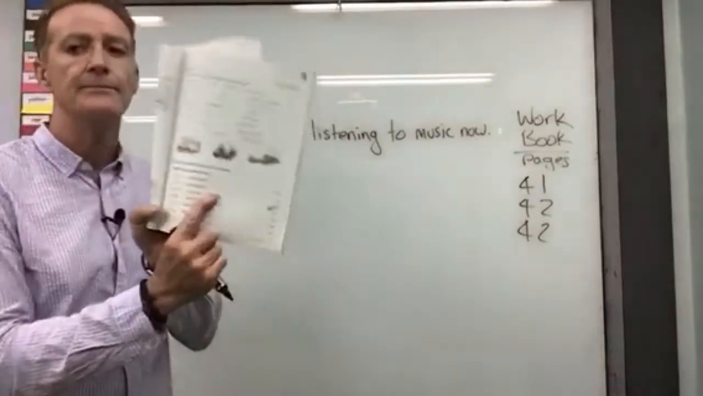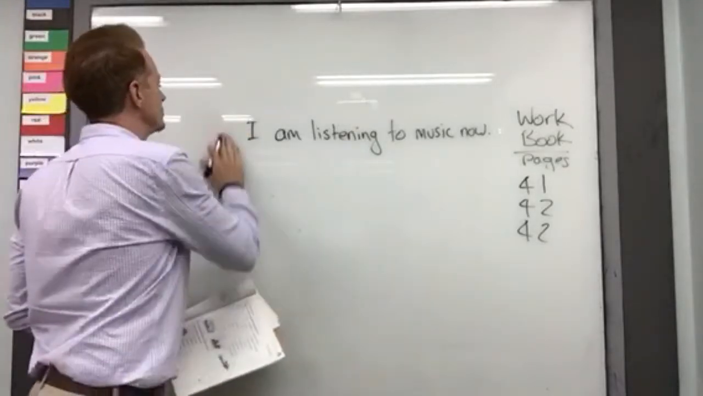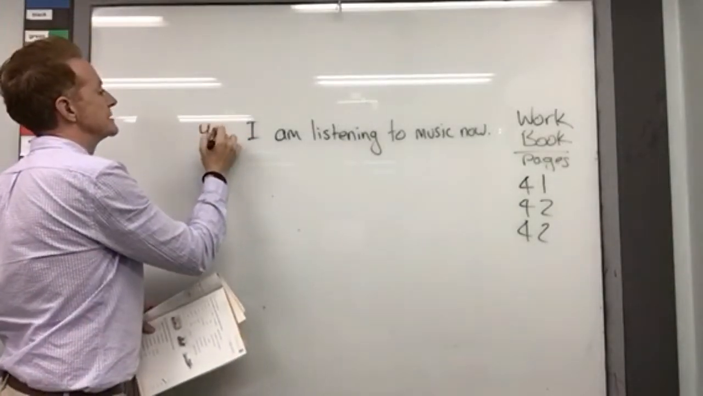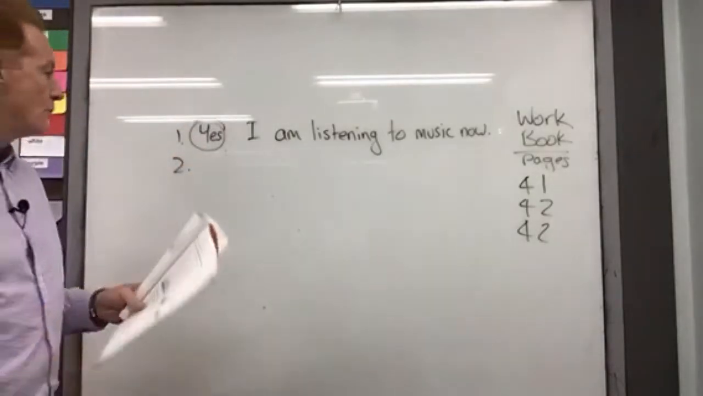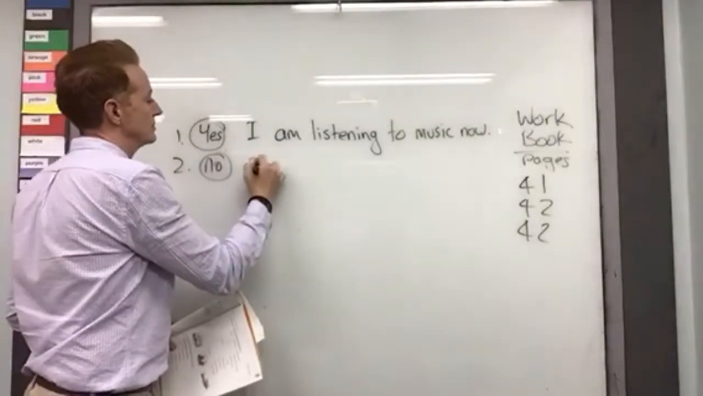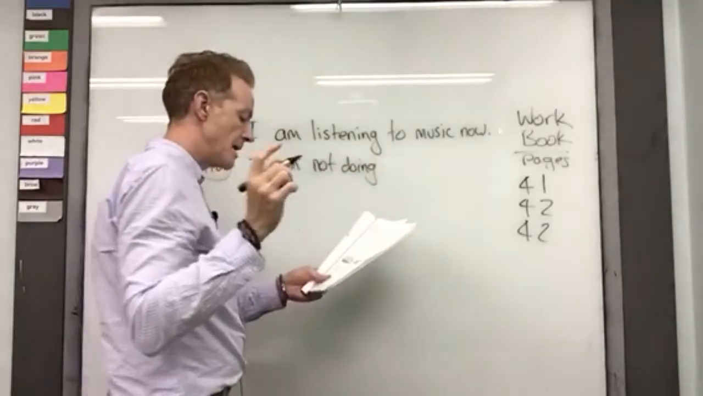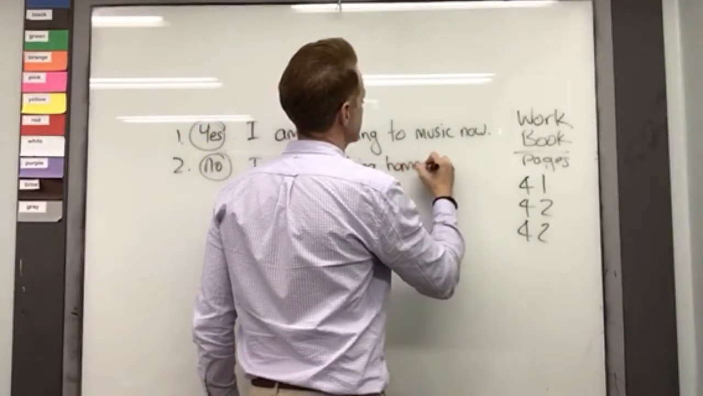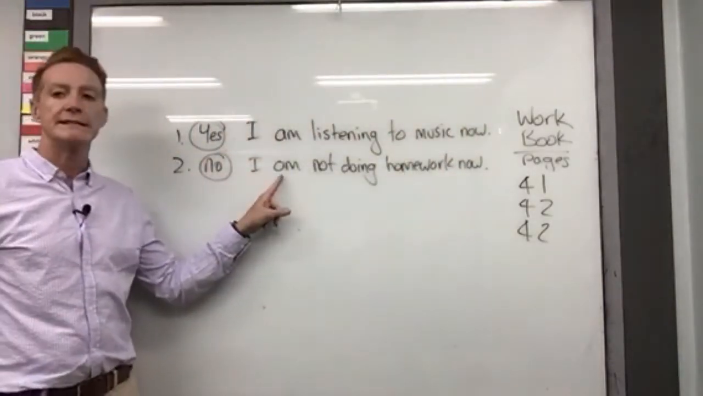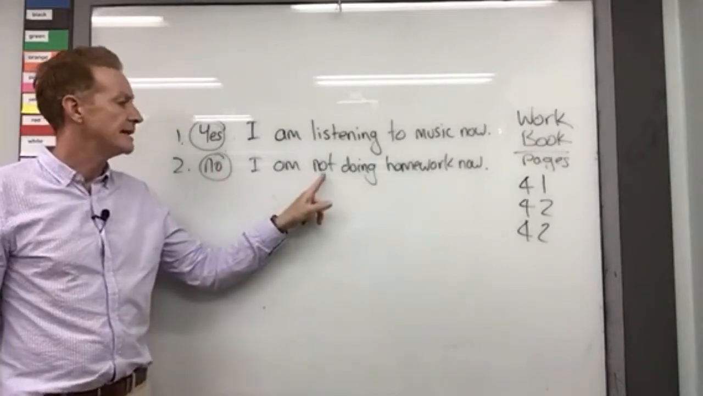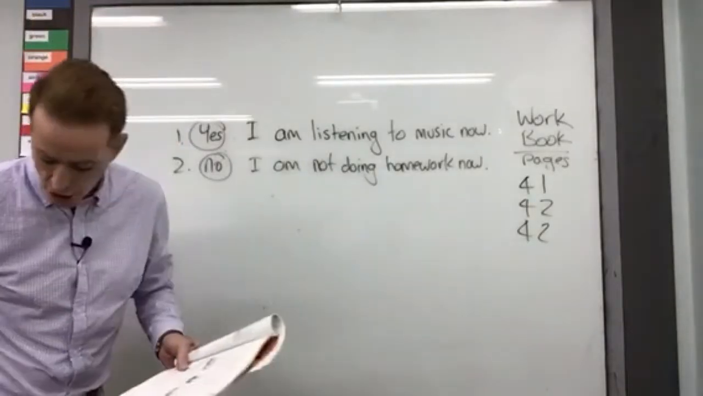So number 2 is an I one. So you have to circle yes or no. Sorry, I should have done that. So I'm going to do yes. That was number 1. Number 2, do homework. I'm going to circle no. So I am not doing homework now. Okay, I circled no, so it's something I am not doing. I am not doing homework now.